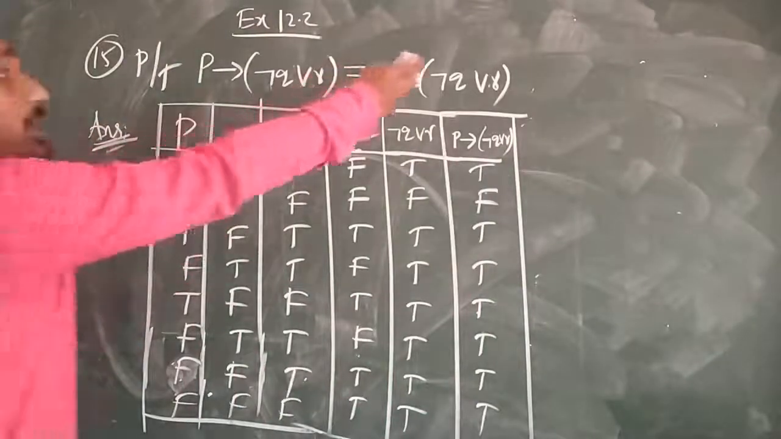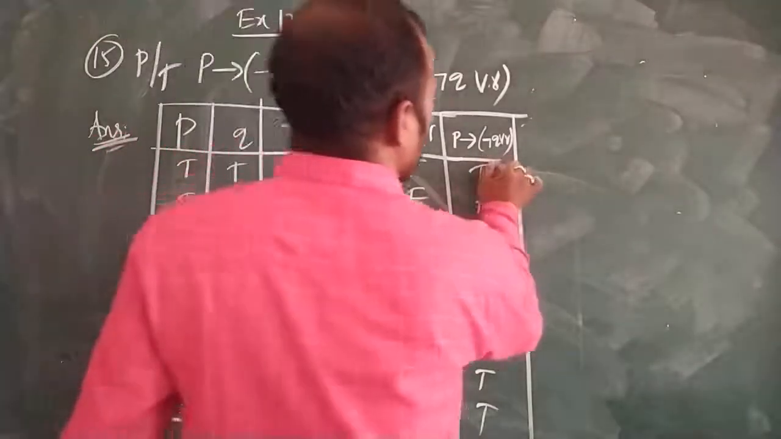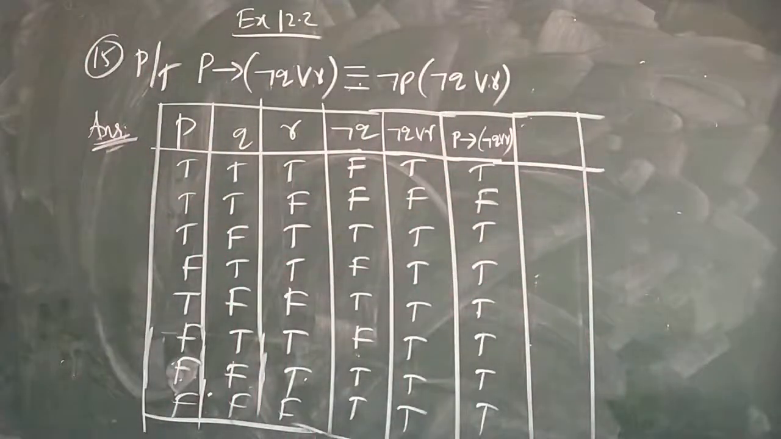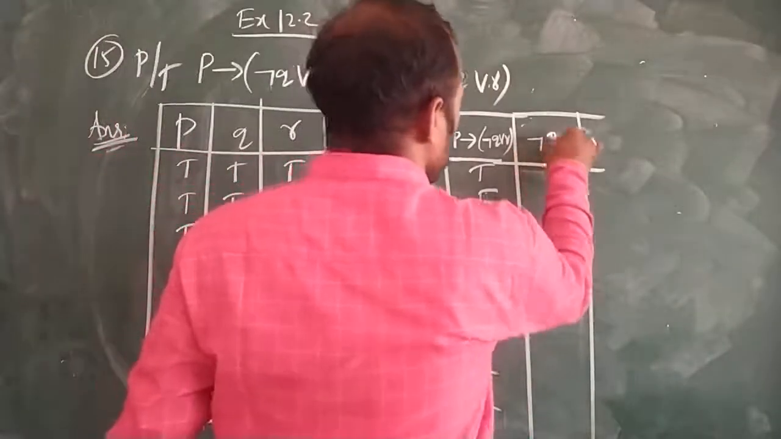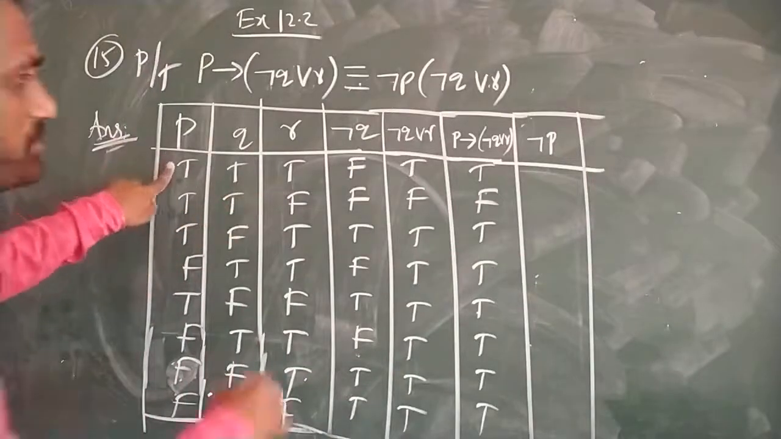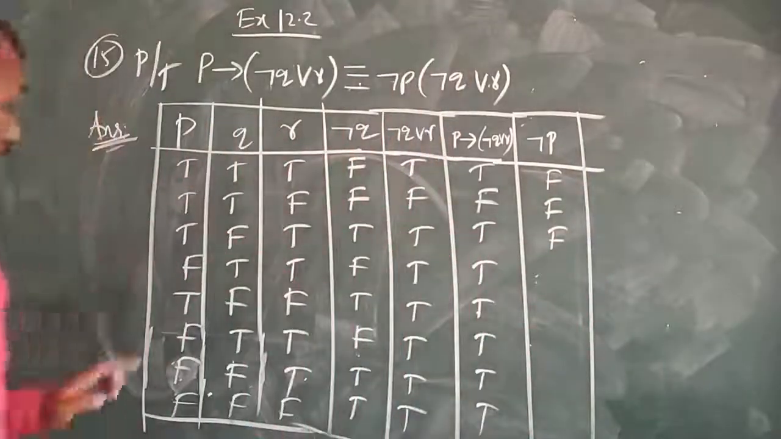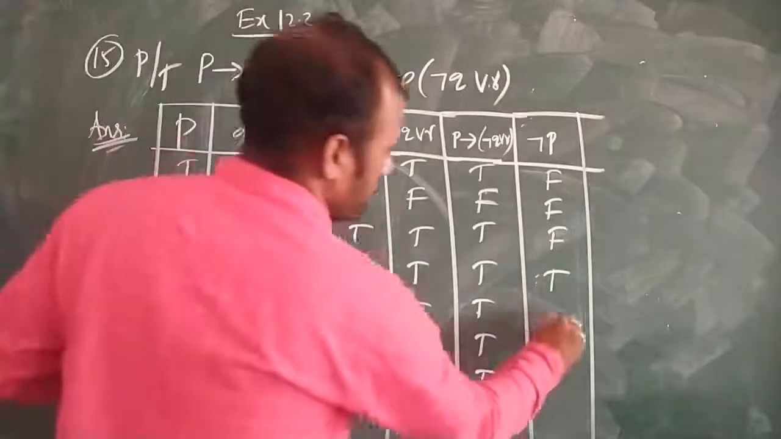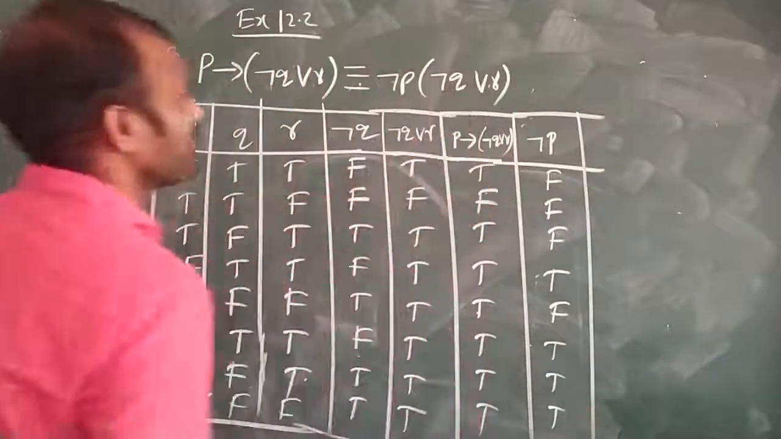So next we have to do the right hand side also. So we continue here. First we need to do negation P. Whenever trues are there, we write false. False then true. Next true, next false. Next three trues.